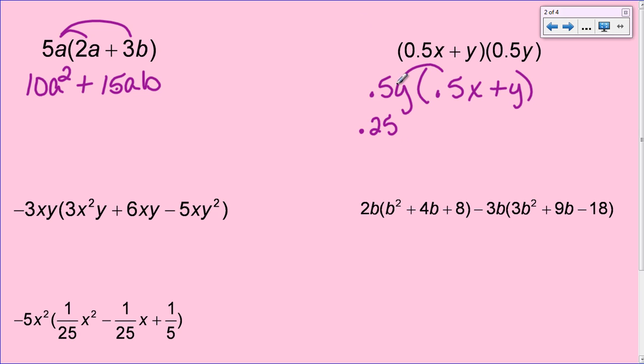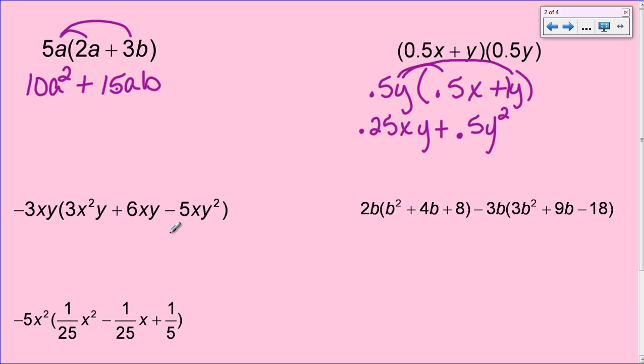And then these are not like bases. I have an x and a y, so I'm just going to write xy, and stick them together like I did my AB over here. If you want to put yx, that's fine. It's just standard notation to put them in alphabetical order. They mean exactly the same thing. Plus, then I have to do 0.5y times y. Well, there is an invisible 1 here. When I do 0.5 times 1, that's just 0.5. And then y times y makes y squared. So there that is, simplified.